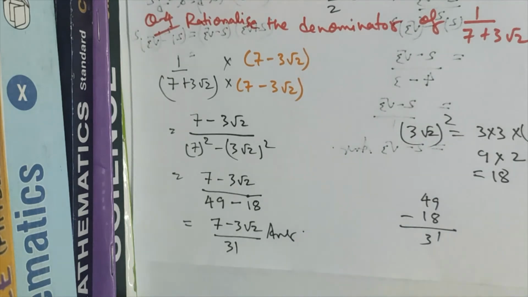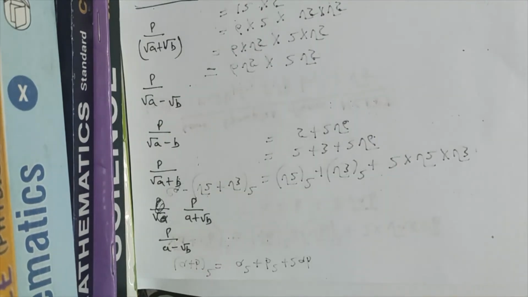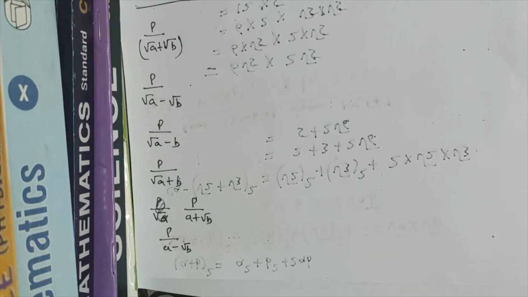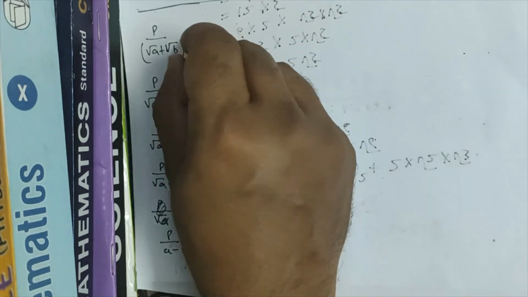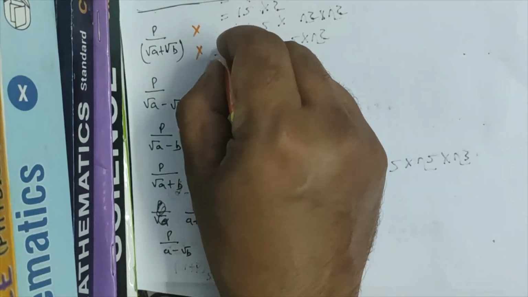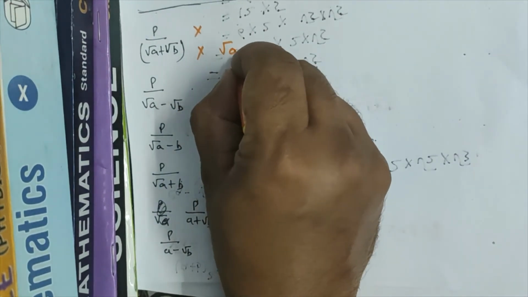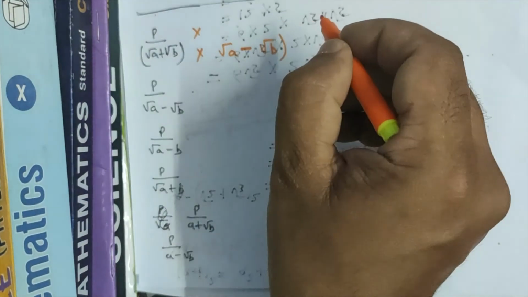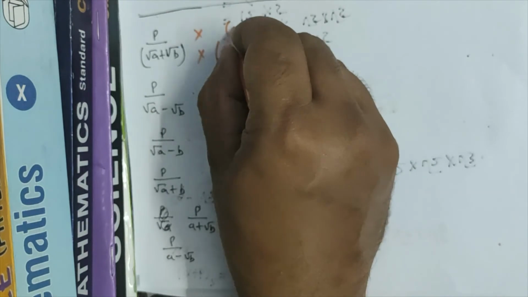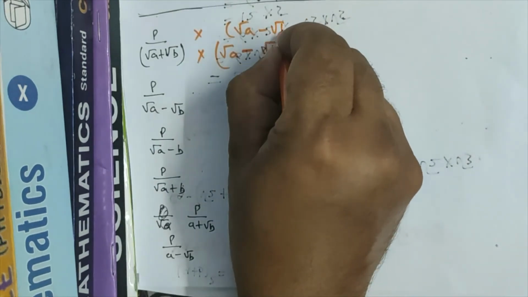Hope the topic is clear. Okay, just a quick revision. If we are having p upon root a plus root b, then in order to rationalize, we will be multiplying with root a minus root b in the numerator and denominator.